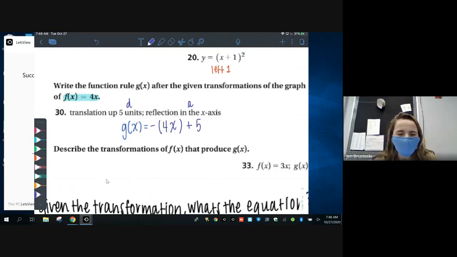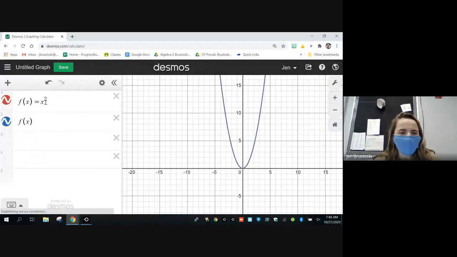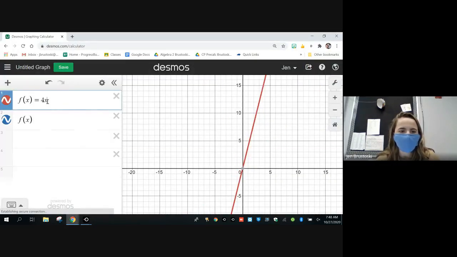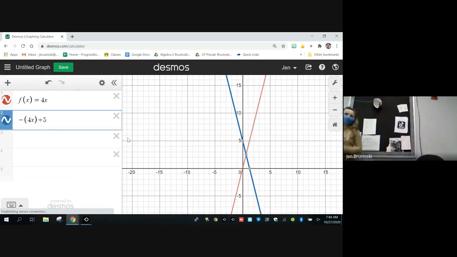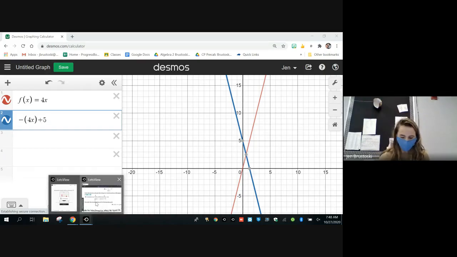And I'm going to show you that on the graph just so we can be sure. So if I have 4x here, and I have -4x plus 5, you can see, sort of. You see that this has been shifted up 5. It started here, and now it's up here. But it's also been reflected because it has an opposite slope. Lines are a little bit harder to see, but for the most part, you can see that it has been reflected, and then its intersection point on the y-axis is up 5.